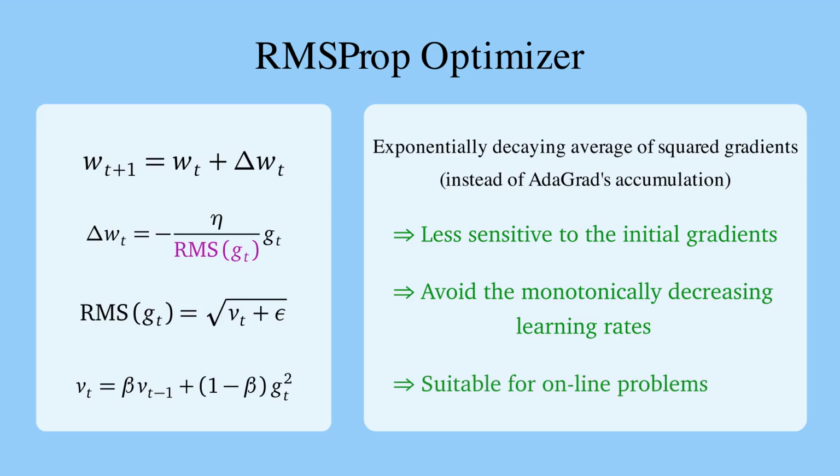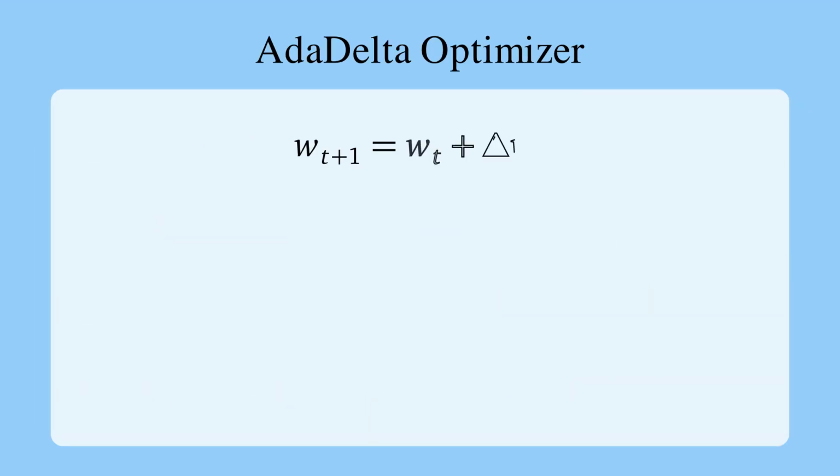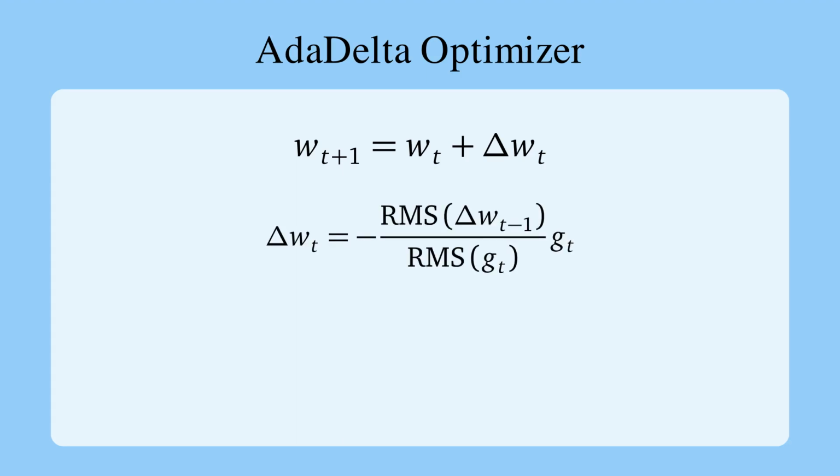Now we move to another optimizer called AdaDelta in the adaptive learning rate category. AdaDelta also tries to resolve issues of AdaGrad, which we mentioned earlier, using the exponentially decaying moving average of the squared gradients. But in addition to this improvement, AdaDelta also removes the global learning rate eta. Instead, AdaDelta uses the RMS of the history of updates, delta W_t, which is the quantity highlighted in this equation.